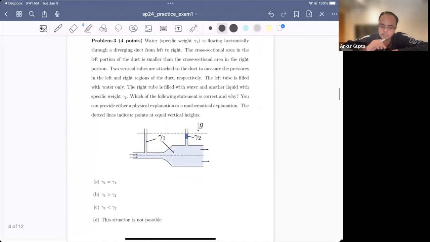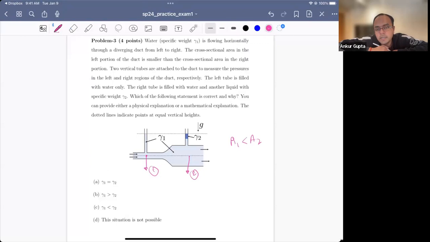All right, now let's keep going. So it says water with specific weight gamma 1 is flowing horizontally through a diverging duct. So the duct is diverging. The cross-sectional area is smaller here. So we can say, let's say this is point A, and then point B. We have been given the cross-sectional areas. So let's call them 1 and 2. It's saying that A1 is less than A2. Okay, that's very clear. The two vertical tubes are attached to the duct to measure the pressure on the left and the right of the duct respectively. So there are two tubes attached to them. And the left tube is filled with water only.